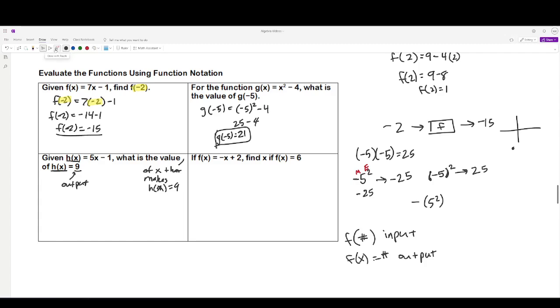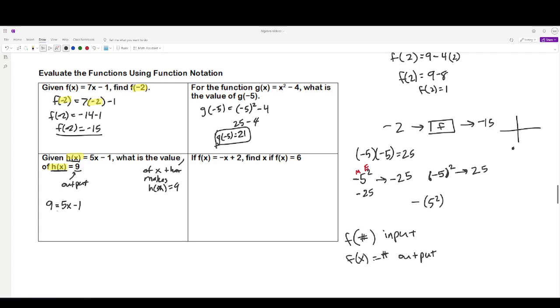The other way is just to remember h of x is right here. Before we were replacing the x part. This time we're replacing h of x. That can be a tricky thing to keep straight, but we're replacing the output with 9. So we're going to put 9 on the left equals 5x minus 1.